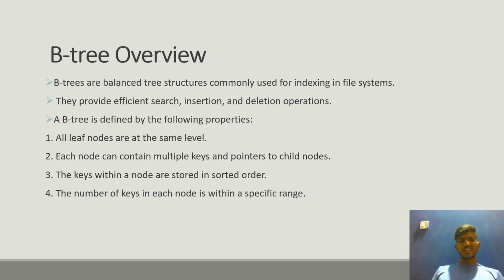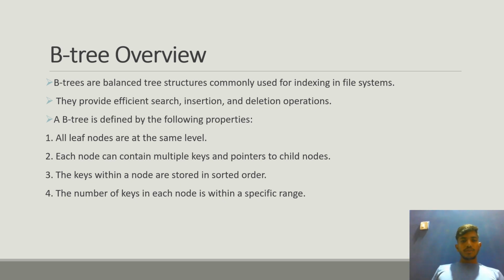B-tree. What is a B-tree, and an overview of it. B-trees are balanced tree structures commonly used for indexing in files. They provide effective search, insertion, and deletion operations. Whenever we insert anything into the B-tree, the smaller value than the root will go to the left node of the B-tree, and the greater value will go to the right node of the B-tree.